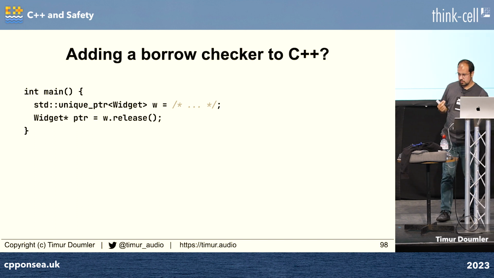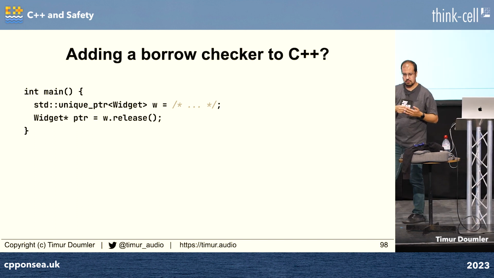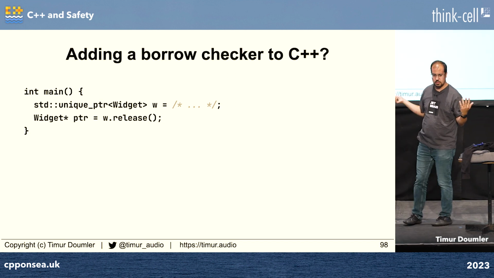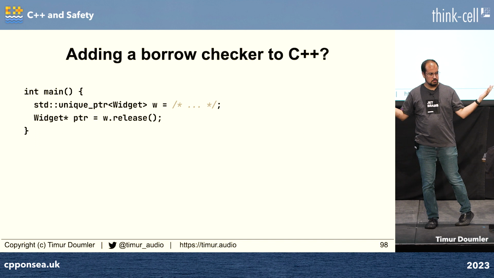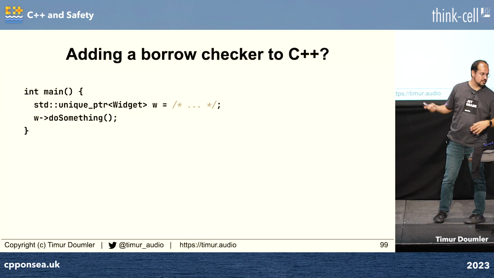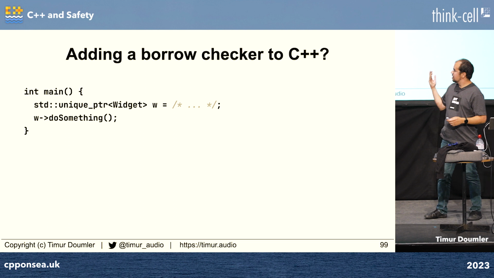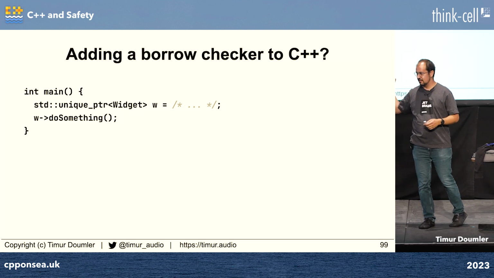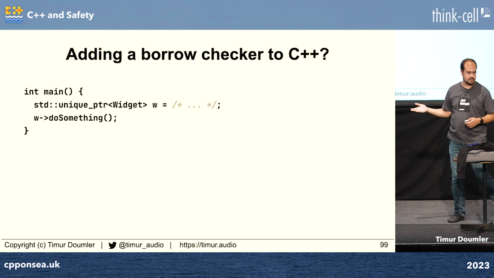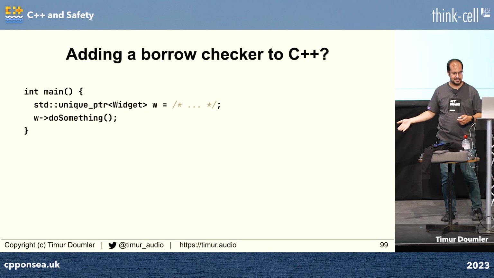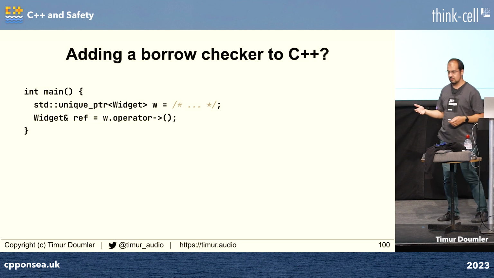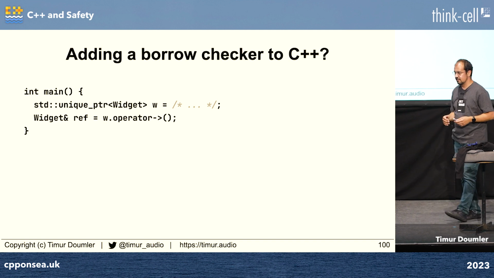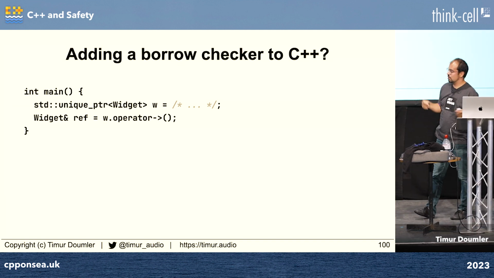But in order for unique pointer to be useful, you still have to be able to access that object, right? So how do you access an object if you have a unique pointer to it? Dereference, right? And what does the dereference operator do? It returns a reference, right? That's why it's called a dereference. So you can just call the operator and you have a reference to the object, right? And so that's exactly what we wanted to prevent.